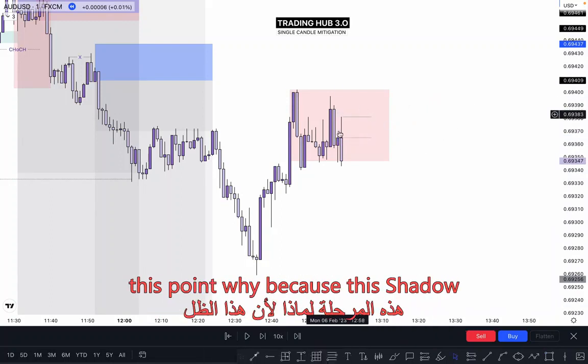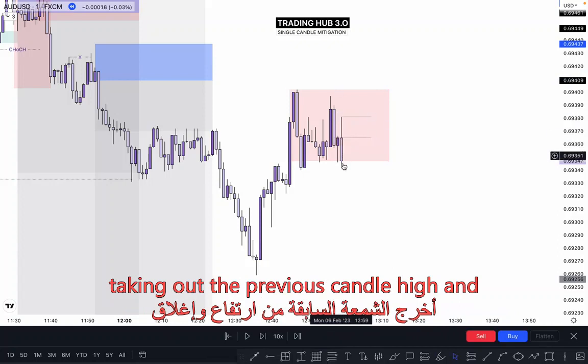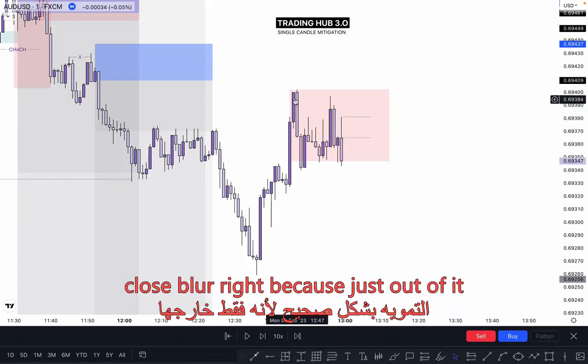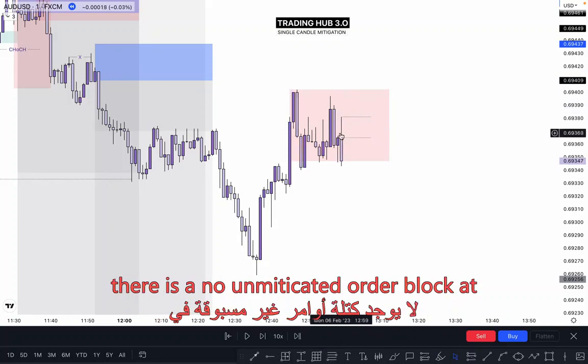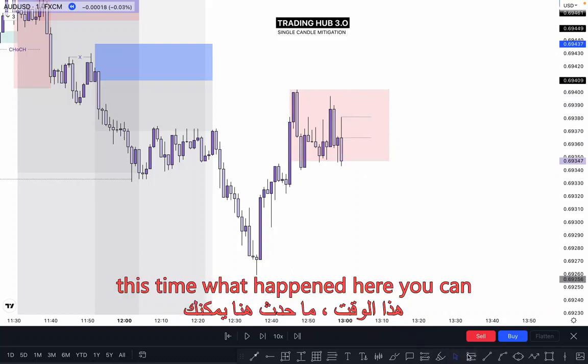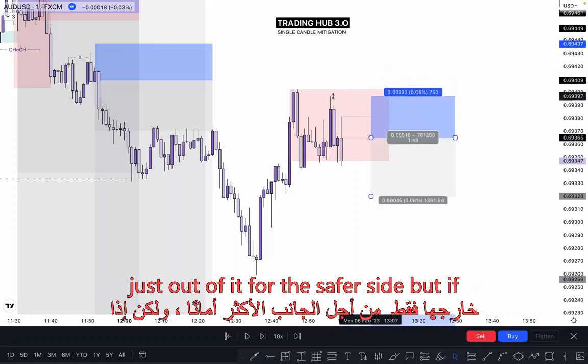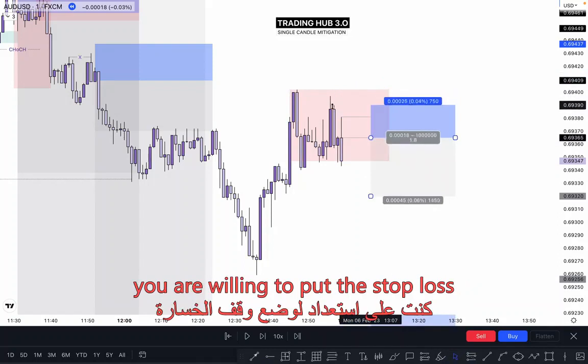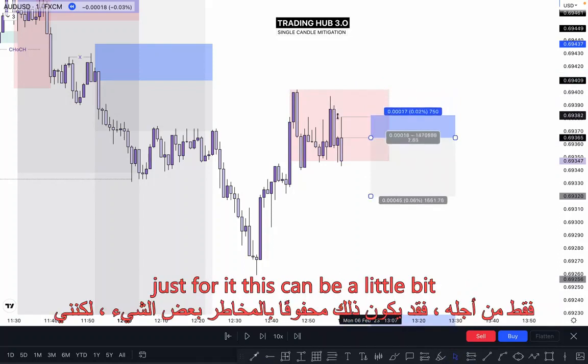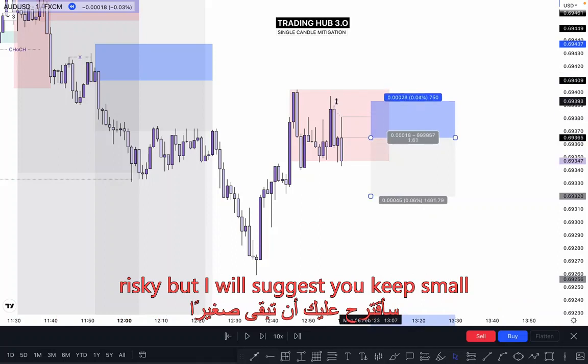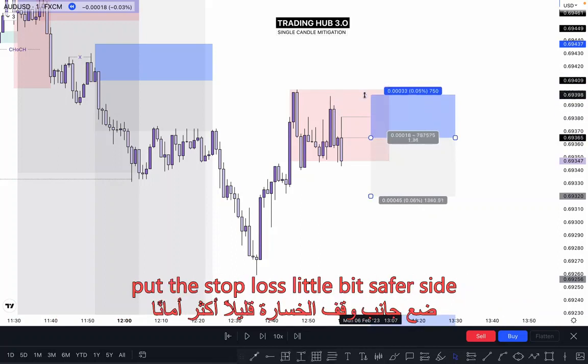Why? Because this shadow took out the previous candle high and closed below, right? Because just above it there is no unmitigated order block. At this time what happened here? You can simply sell here and put the stop loss just above it for the safer side. But if you put the stop loss just above it, this can be a little bit risky. But I will suggest you keep it small and always put the stop loss a little bit on the safer side, right?